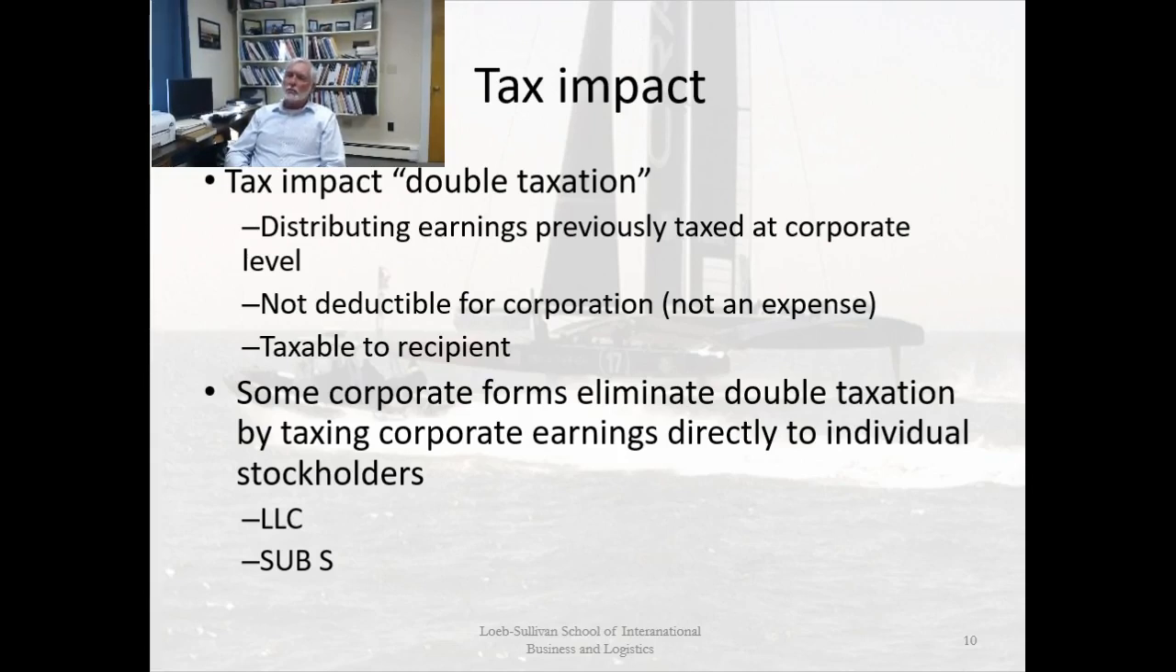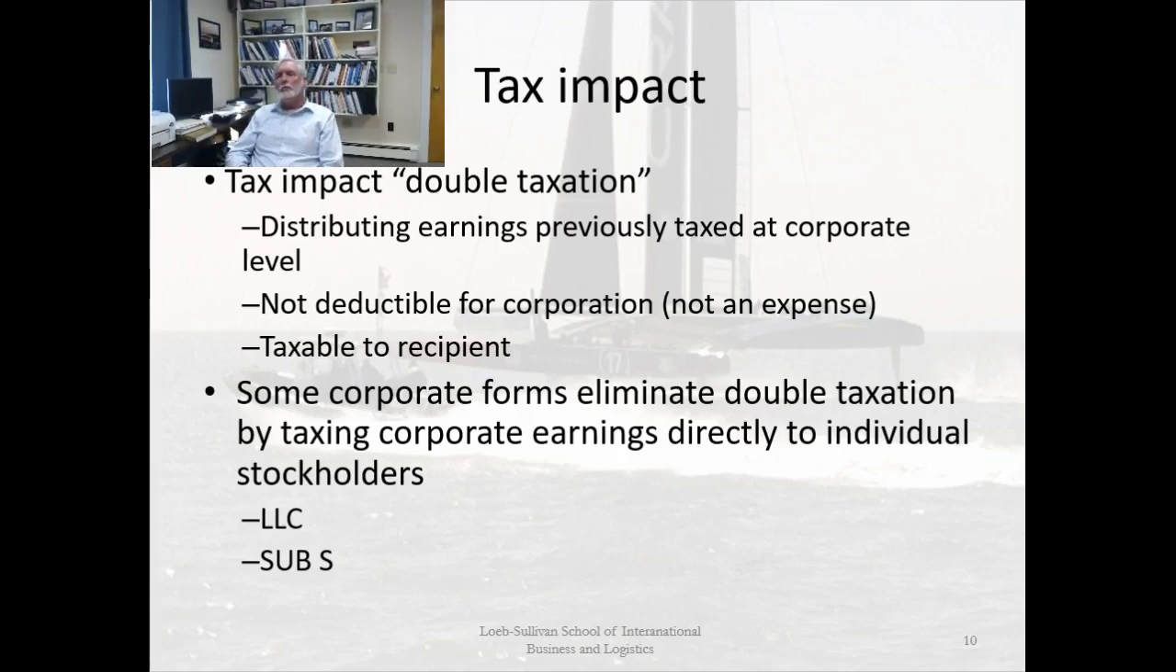However, for some companies, the tax code allows for different kinds of corporations. So earlier I said there are things called LLCs, or limited liability corporations, and subchapter S corporations. Both of those types of corporations are addressed in the U.S. tax code. And what they do is essentially the earnings of the corporations are taxed directly to the shareholders. The corporation pays no tax. It's called a flow-through or a pass-through organization.